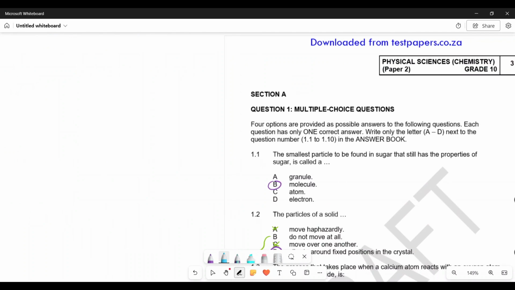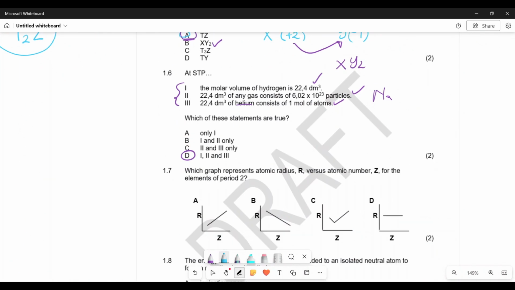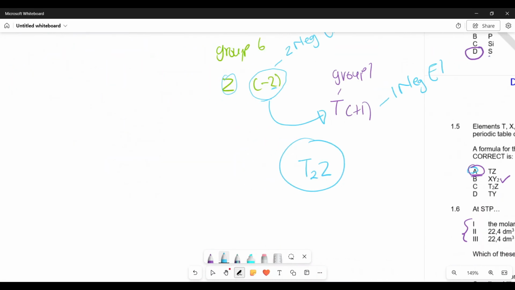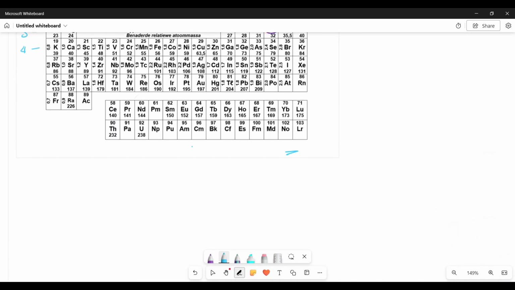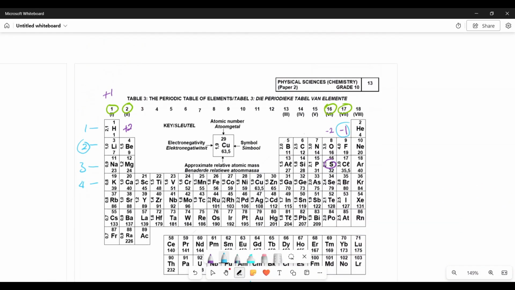Let me go back to the question: which graph represents the atomic radius versus the atomic number? Atomic radius is R, atomic number is Z. So we need to look for the graph which represents the relationship between the two. In period 2, the atomic number increases from left to right across the periodic table.